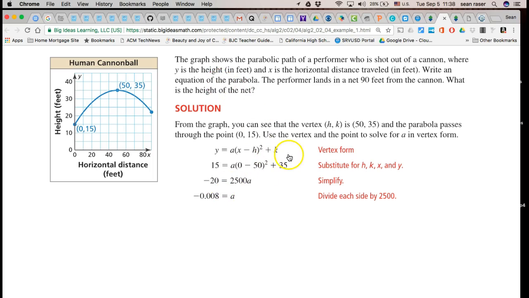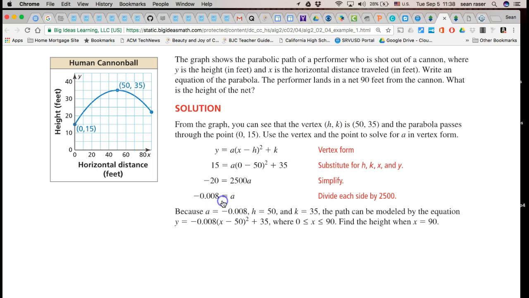We've got h, k, and now we've got a. So we just plug those in, and we can get our equation right here. We get y equals negative 0.008 times the quantity of x minus 50 squared plus 35. We know that because we know our a, h, and k values, and we're plugging them into vertex form.